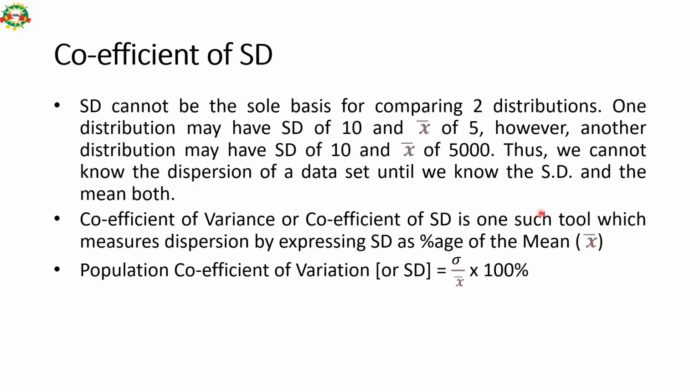So the coefficient of variation or coefficient of standard deviation is one such tool which measures dispersion by expressing standard deviation as a percentage of the mean. And the formula for the population coefficient of variation is equal to this.